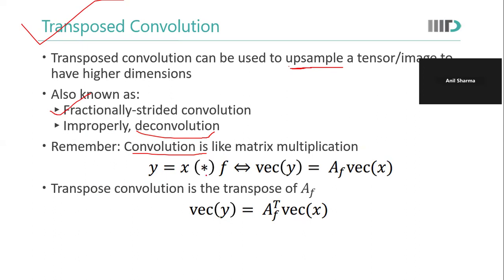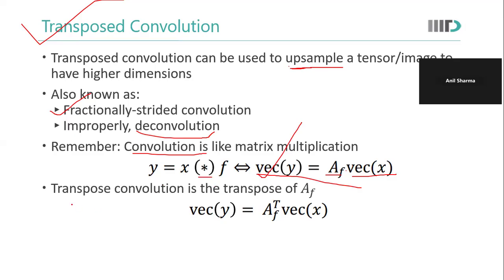Let's say this is the convolution operator between x and f. In the vectorized representation, we convert this f into a matrix representation, let's say A of f, and the vector representation of x, and then this is a dot product. And this dot product actually gives the output of the convolution operation.